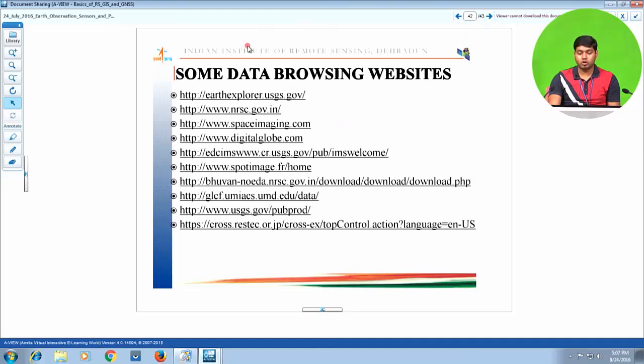These are some of the data browsing websites. This is earthexplorer.usgs.gov. From this you can download various freely available datasets of the Landsat series and other satellite sensors. From nrsc.gov.in you can place a satellite data order, and some datasets, like LISS 3 with 23.5 meter resolution and AWiFS data with 56 meter resolution, you can download through this website. From Bhuvan you can download the datasets free of cost.